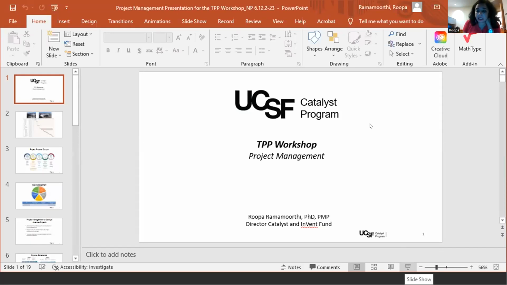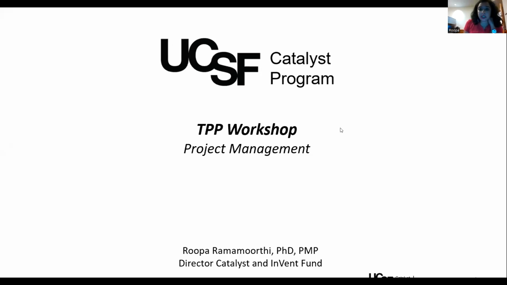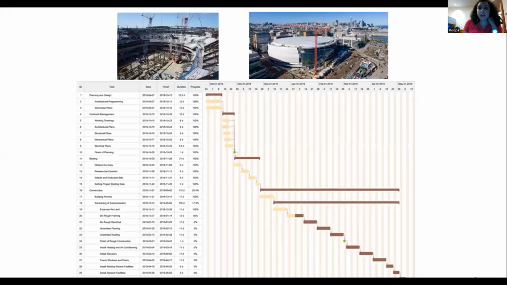Okay, so basically, what is project management? Now, when you're building the Warrior Stadium, when the Warrior Stadium was being built just near our campus, you have to first lay the ground structure, lay the foundation. Only then can you build subsequent floors, add the electrical, etc. So what we have here is the Warrior Stadium as it was going up, but also a Gantt chart.